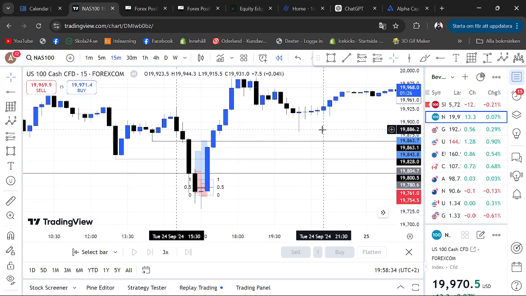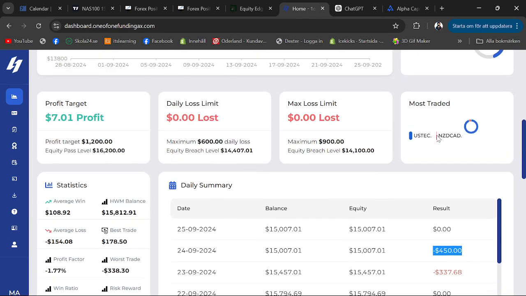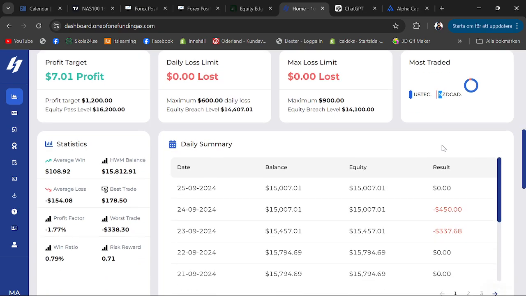So now, where did I make the mistake? If you go over here, as you guys can see, I have traded only NASDAQ US tech, that's NASDAQ, and NSD cat, that's where I took a swing trade. As you guys can see, most of my trades have been NASDAQ. So over here, and that one is NSD. So that you guys know what happened to the account and why I lost $450, and I'm not lying. I'm showing you guys everything.